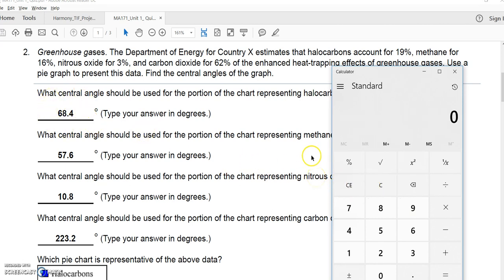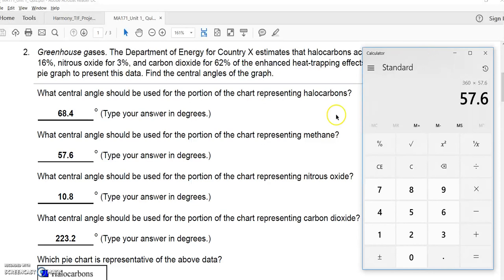Let me also do the next one for methane, and that's 16%. So again, 360, the entire angle, multiplied by 16%. You can either do 0.16, or you can just hit 16 and hit percent. That's the same thing. So the answer would be 57.6 for methane. And you can do the exact same thing for the others, nitrous oxide, carbon dioxide. Just multiply their given percentages with 360.